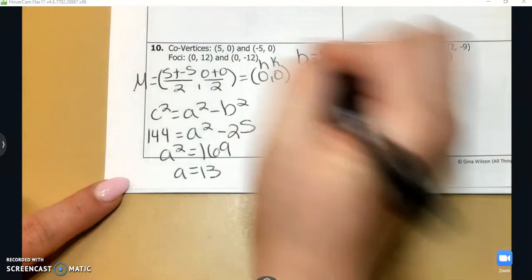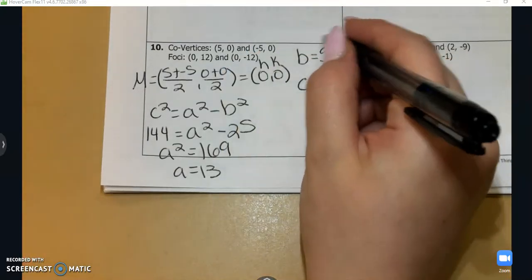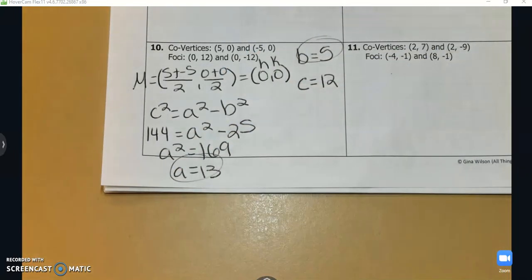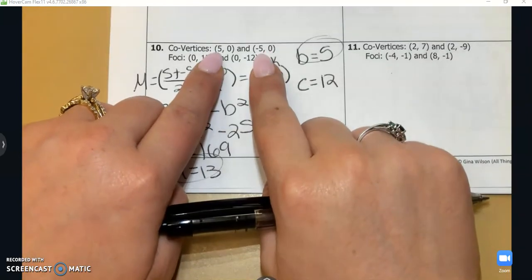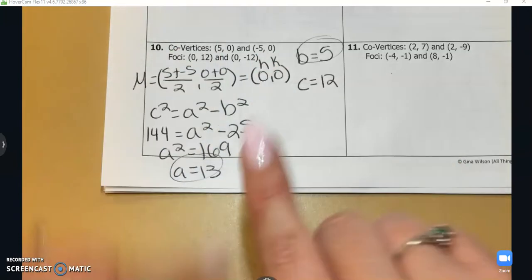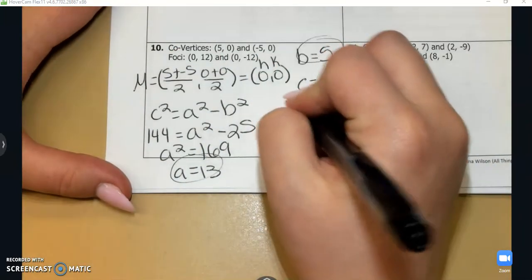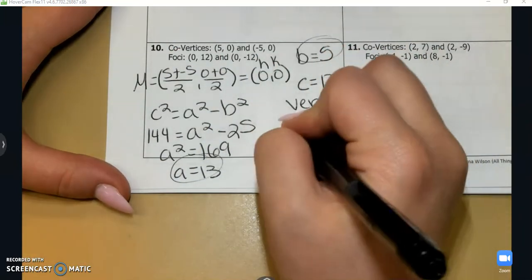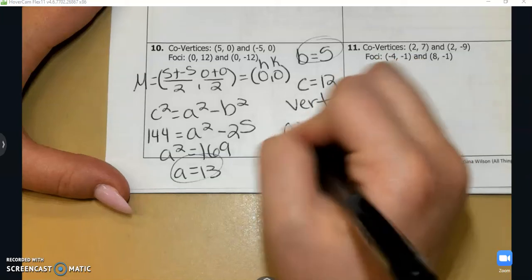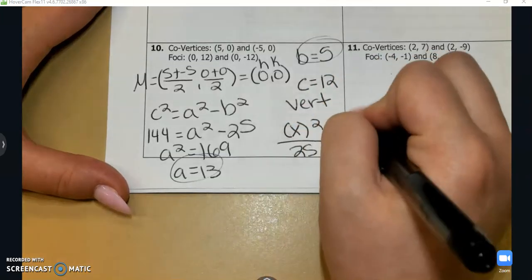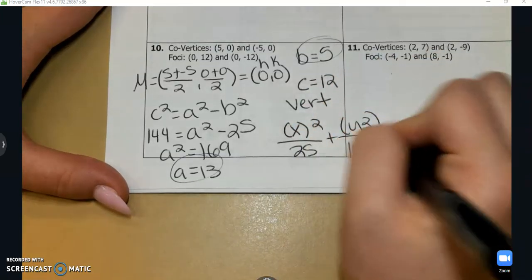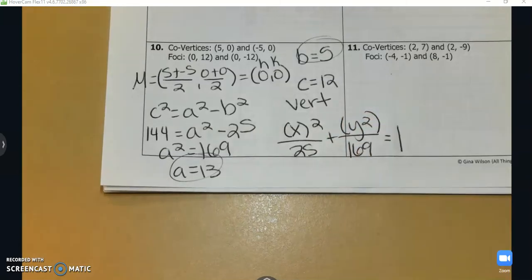So here I have H and K. They're both 0, so I'm just going to have X squared and Y squared. Here's B, here's A. Now, is this a horizontal or vertical ellipse? Well, my co-vertices are in the X direction, which means my vertices are in the Y direction, so it is a vertical ellipse. So we're going to have X squared over 25 plus Y squared over 169 equal to 1. And that is each different type of problem that you're going to see on your homework and possibly on a test when graphing and writing equations for circles and ellipses.